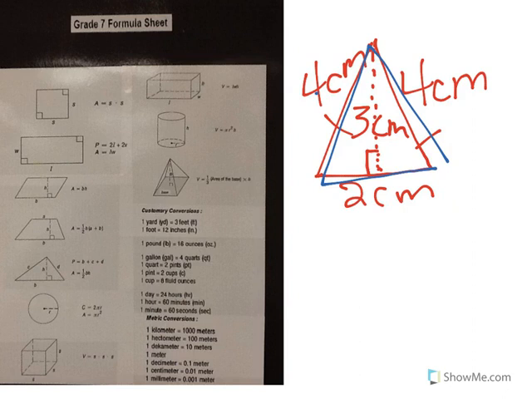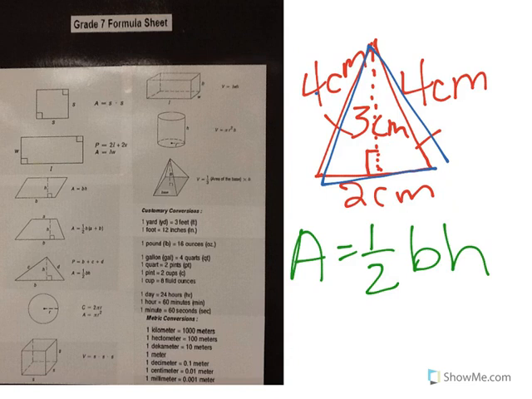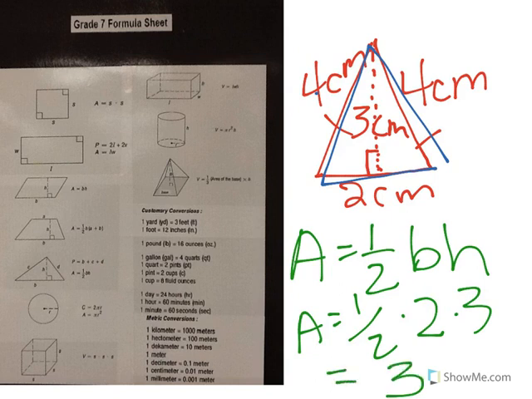But let's find the area now. Area equals 1/2 base times height. The base of this triangle is 2 and the height is 3. So again, 2 times 3 is 6, and half of 6 gives me 3 centimeters squared.